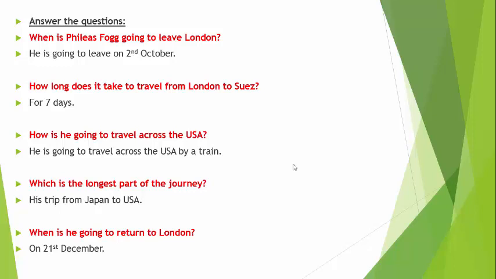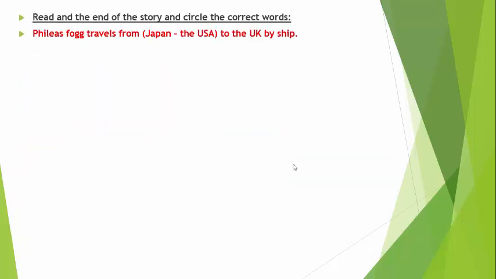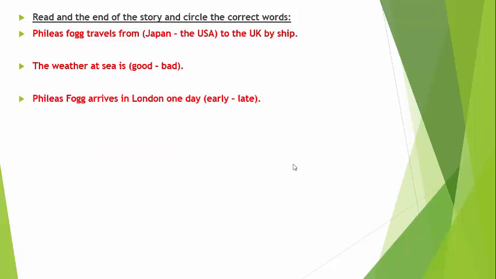Now, read the end of the story again and circle the correct words. Number 1, Phileas Fogg travels from Japan or the USA to the UK by ship. You will have to choose between Japan or the USA. Number 2, the weather at sea is good or bad. Number 3, Phileas Fogg arrives in London one day early or late. Number 4, he completes or doesn't complete his challenge on time.